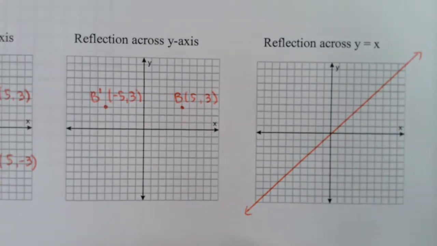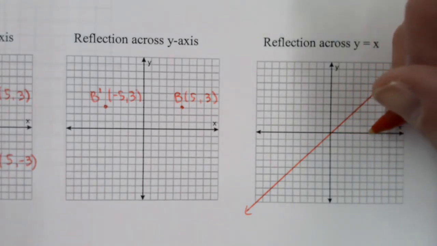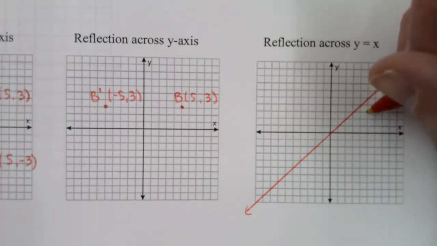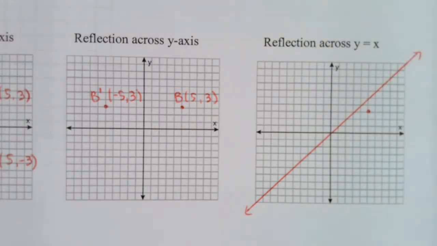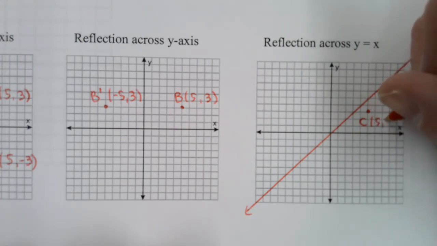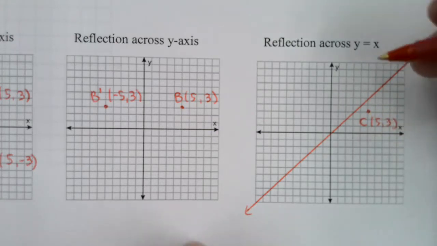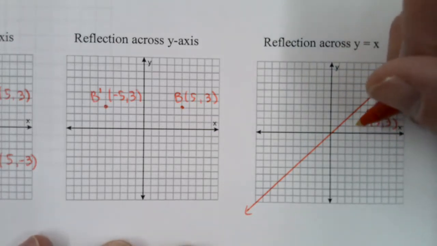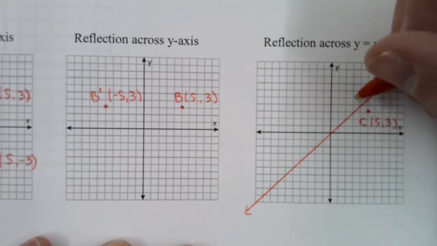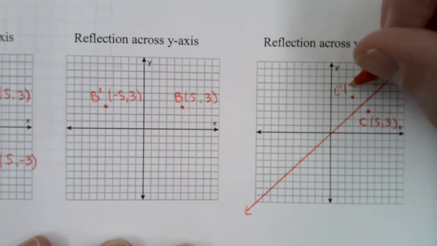So let's start with the same starting point. I've been saying 5, 3 each time, so let's do the same. 1, 2, 3, 4, 5, 1, 2. Let's say this is C. I did A, B, now let's call that C. If I reflect this point over that line, it brings me right here. So that is C prime, and that is 3, 5.